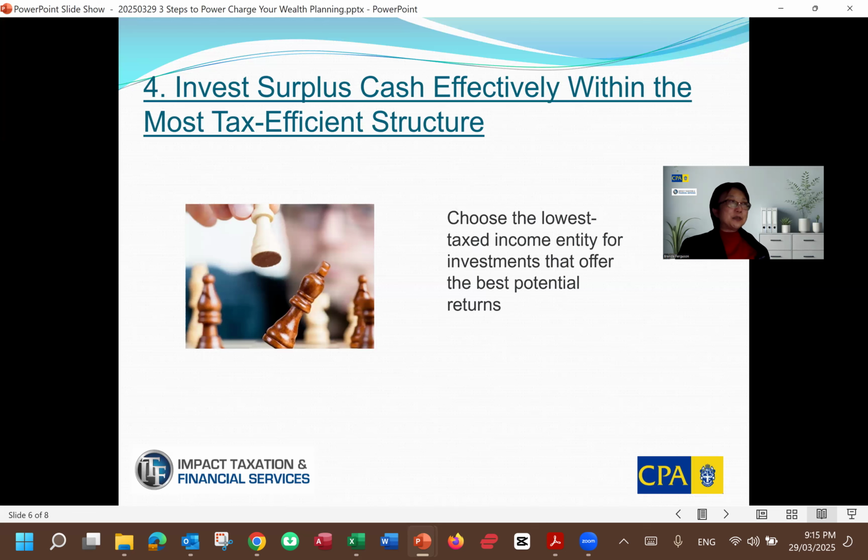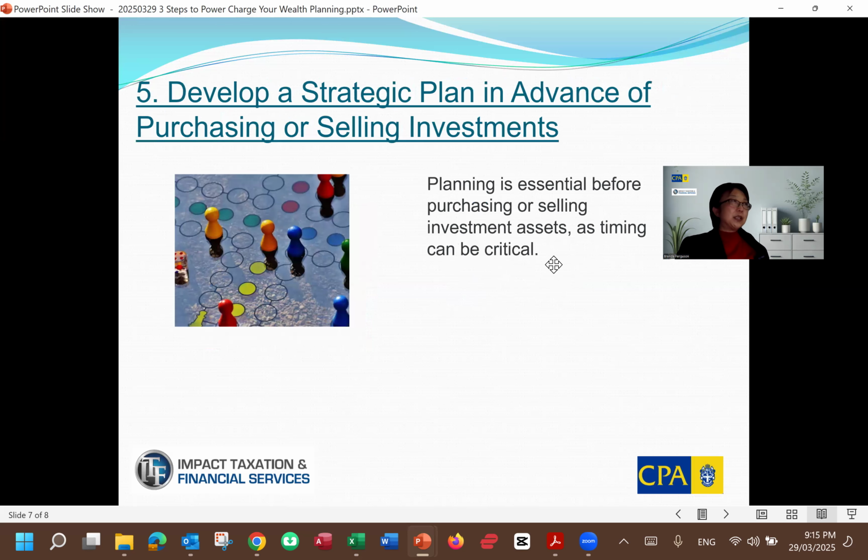But you need to know or understand what the tax impact will be and how to be in compliance with tax law requirements when you are shifting assets to different structures, or how to choose the best structure for yourself. That's number 4. Number 5, you want to develop a strategic plan in advance of purchasing or selling investments.